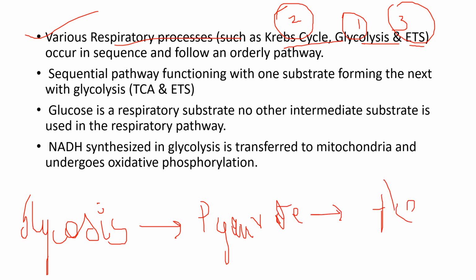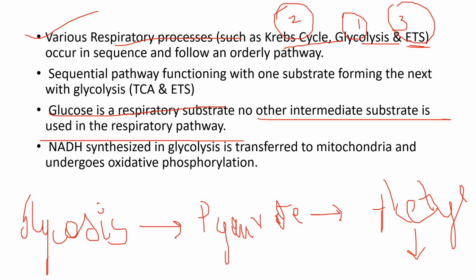Acetyl coenzyme A then gets into the citric acid cycle, also known as the Krebs cycle, and the whole process repeats, and after this the ETS cycle. So they occur in sequence and follow an orderly pathway. The sequential pathway functions with one substrate forming the next, starting with glycolysis. Glucose is the respiratory substrate, and no intermediate substrate is used in the respiratory pathway.